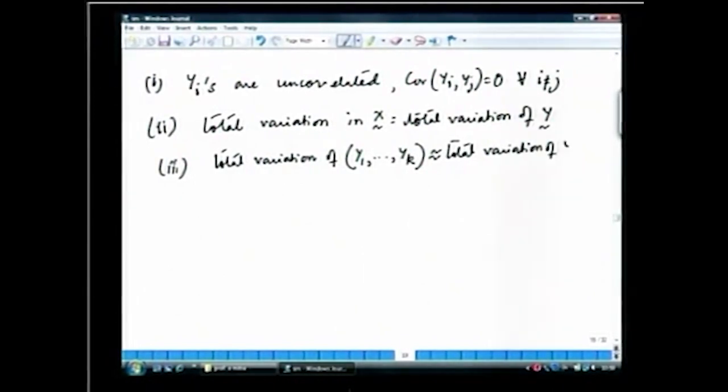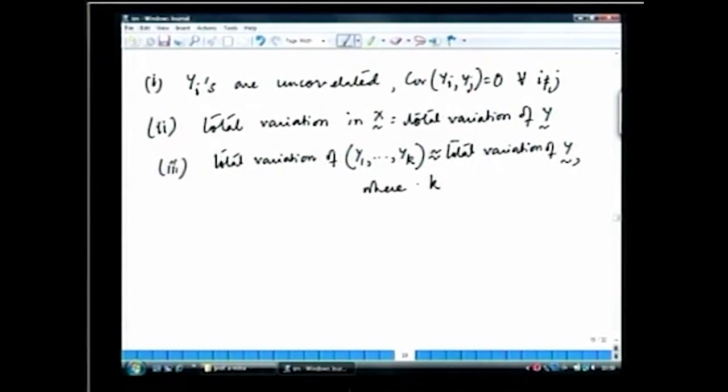When I say total variation of y, I mean that all p members of y are present, but the crux of the matter is that this total variation can be explained with a much smaller number of variables, y1 to yk, where k is much less than the total dimension p. So, these are the three basic features of the new variables, the principal components, which are basically linear combinations of the original variables. They form the crux of the whole exercise, and we have to be careful in constructing our principal components in a manner so that all these three properties are satisfied.